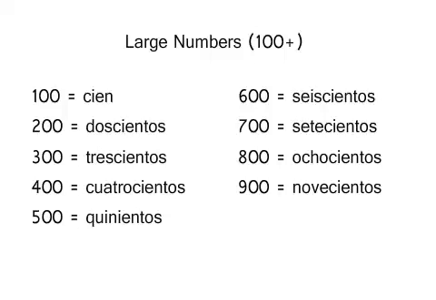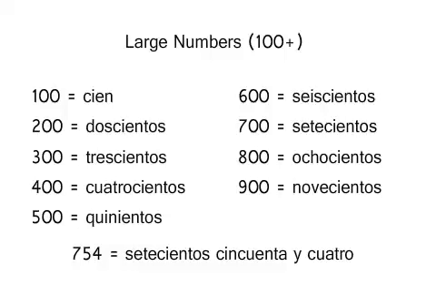700, not what you might expect, we lose the I here from siete. And 900 is also irregular. So make sure that you get all of these copied down correctly into your notes. Our pattern for making the numbers in between is going to be exactly what we've seen before. So for instance, here we have 754. We just take what we've learned and we combine it to make these other numbers.